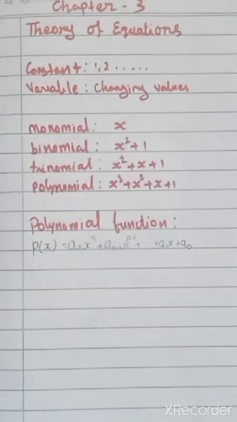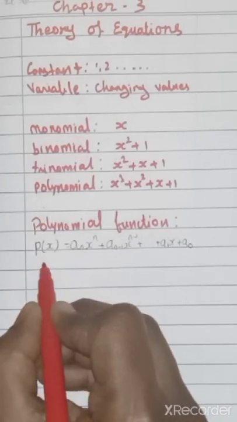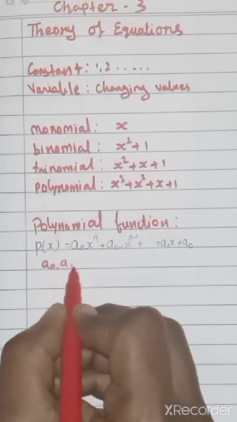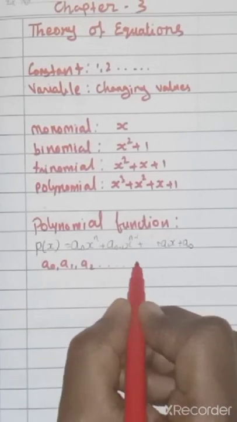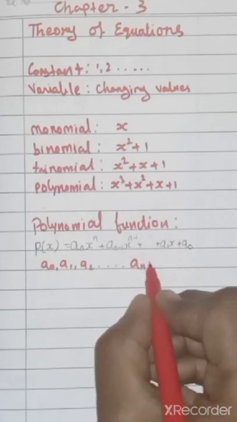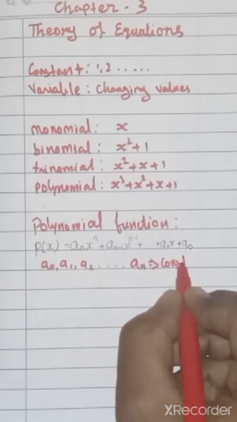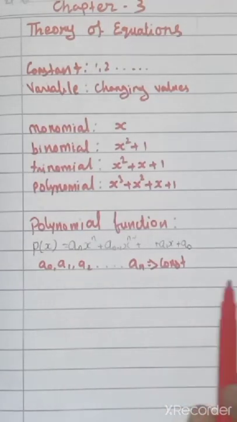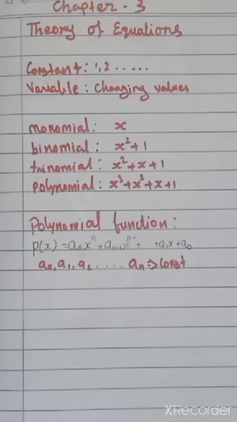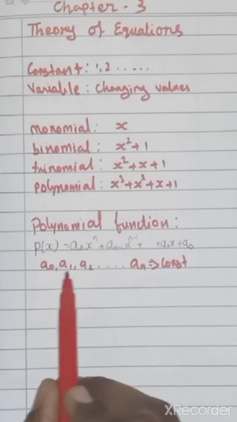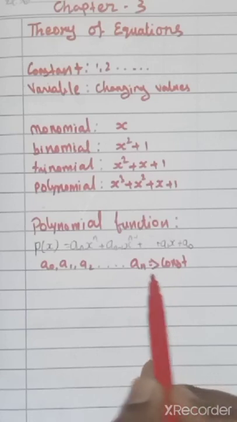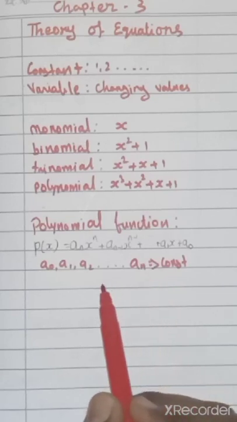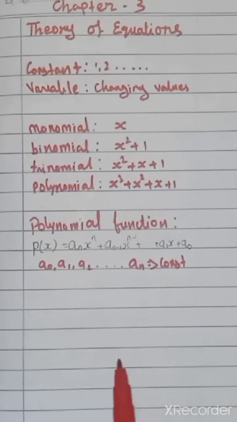Now in this polynomial function, a naught, a1, a2, etc., up to an are all constants. Correct? These are all constants. We can't change these values. Only we can change your x value. x is your variable, right? Now this a1, a2, a3, etc., an, it may take any value. Correct? In the a1, a2, any values can be there.